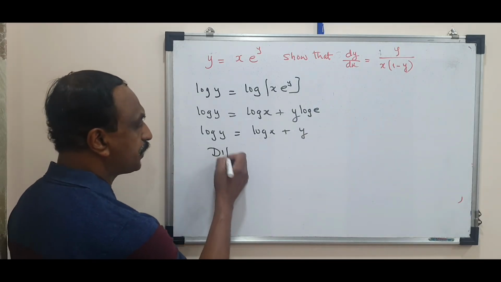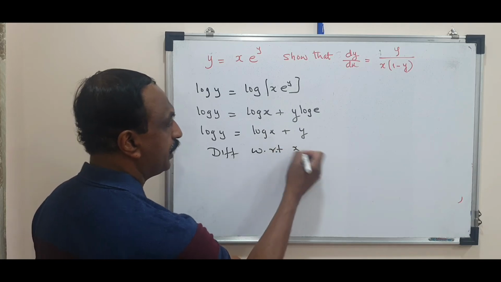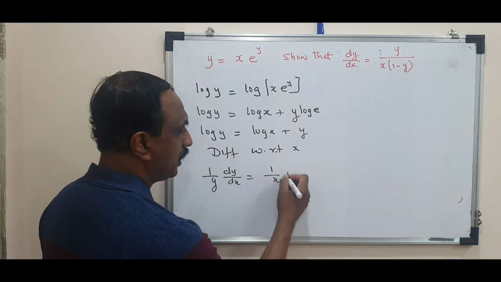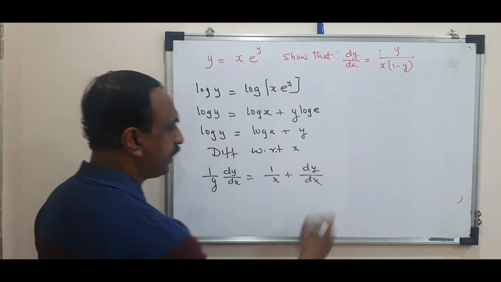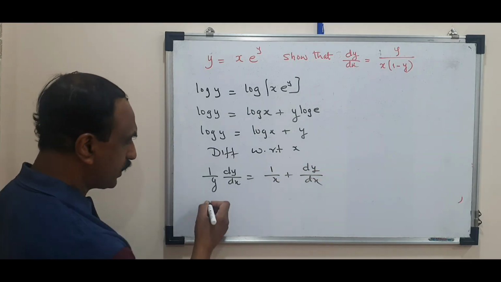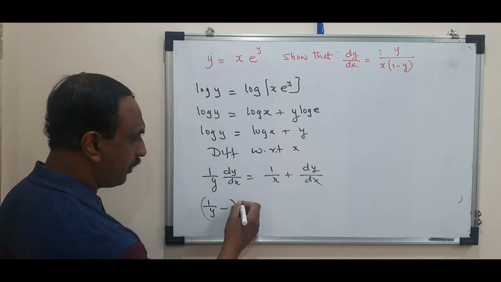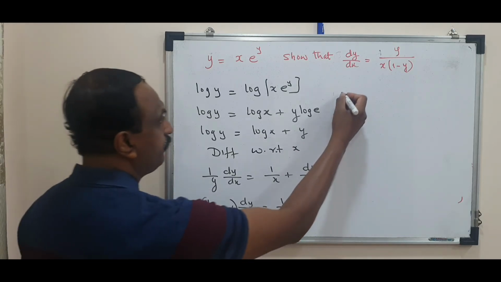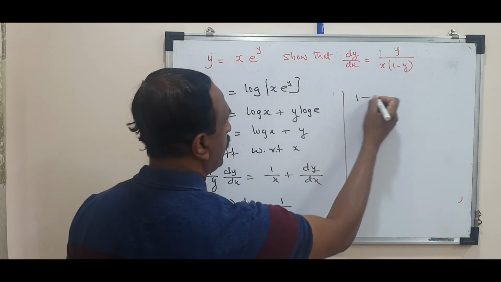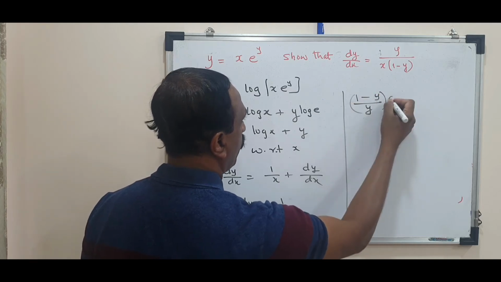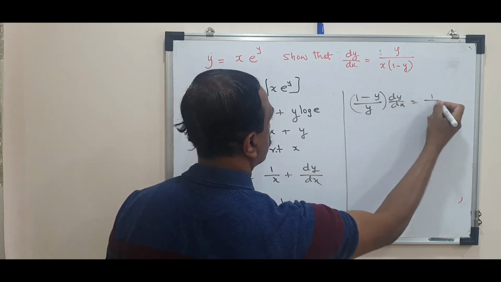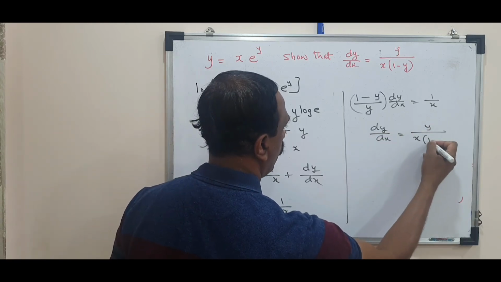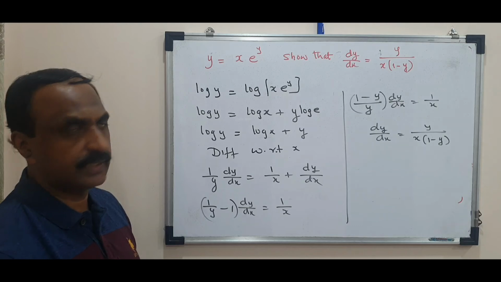So I differentiate with respect to x here. I'll get 1 by y times the derivative of y is equal to 1 by x, and the derivative of y with respect to x is dy by dx. Now bring dy by dx all to one side. 1 by y minus 1 into dy by dx is equal to 1 by x. Now taking the LCM, (1 minus y) upon y into dy by dx is equal to 1 by x. Hence dy by dx is y upon x into (1 minus y). This is an easy method. You can directly get this answer.